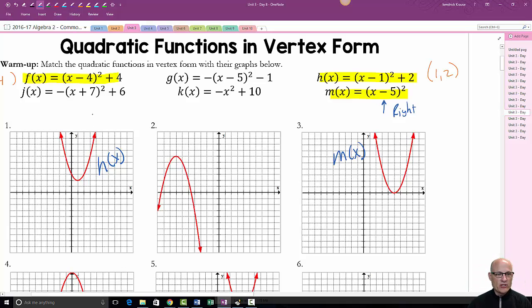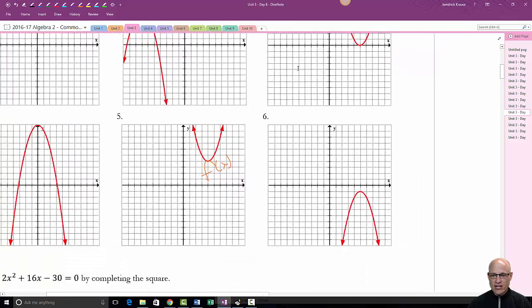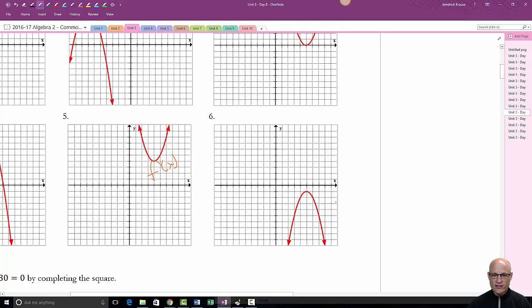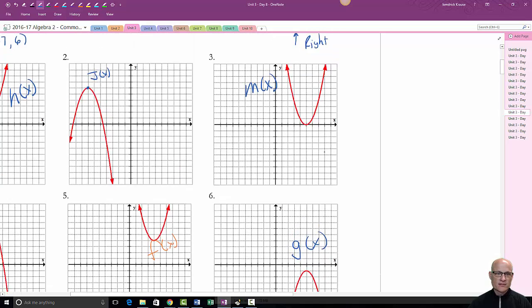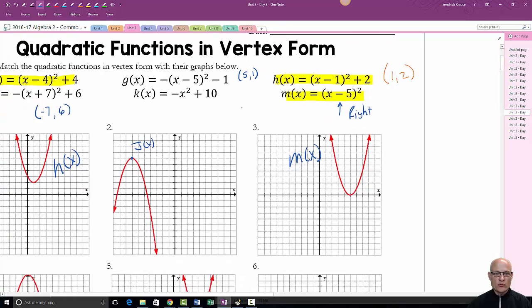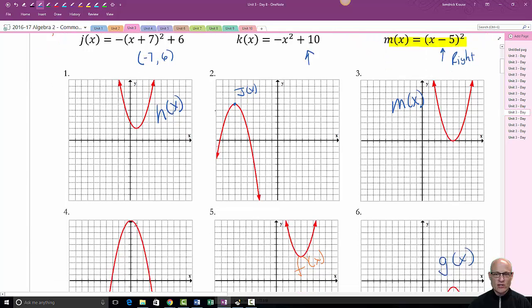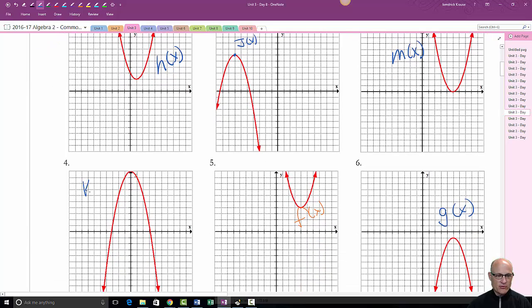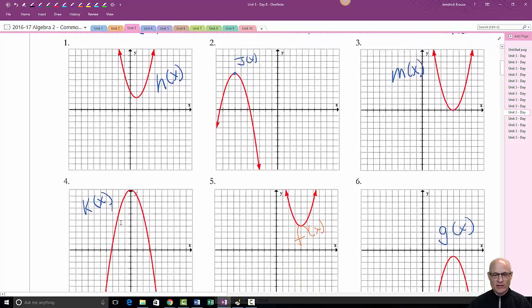So let's just take these one by one. J of x has a vertex that's -7, up 6. So I need one that goes left 7 and up 6. That looks like this one. So this would be J of x. This one goes right 5, down 1, and it's going down. That would be this one. Let me guess, that's G of x. And the last one just goes up 10 units, doesn't go left or right at all, and comes down. So this would be K of x, right?